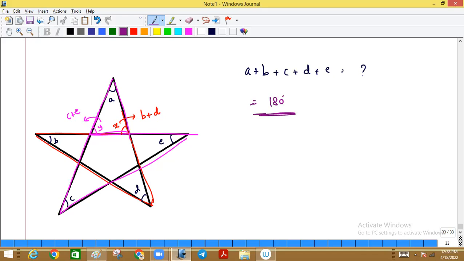We are using the sum of interior angles of a triangle, as well as the formula of the exterior angle of a triangle. What is an exterior angle of a triangle? Exterior angle of a triangle is equal to the sum of the two opposite interior angles. So that formula we are using in order to say this. Is it clear?